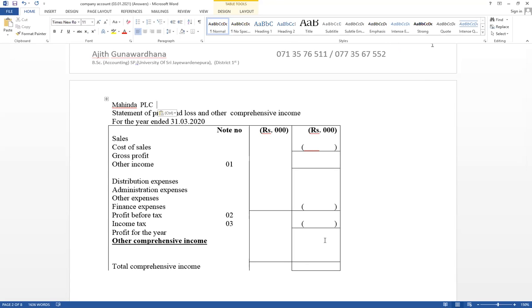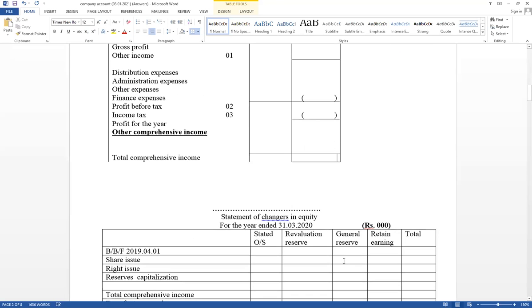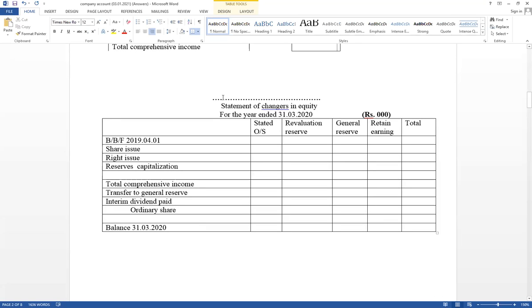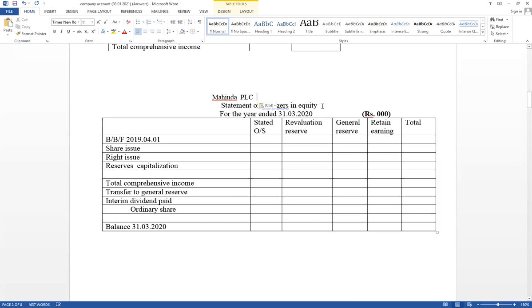Think about the format for the statement of changes in equity. This is the format. Ordinary shares available in a separate column. Revaluation reserves, general reserves, and retained earnings. And total value should be included in the total column. Name of the business should be written from the beginning based on the entity concept. And a statement of changes in equity, that is a financial statement for the year ended 31st March 20 based on the periodicity concept. And values should be disclosed in thousands to maintain understandability.